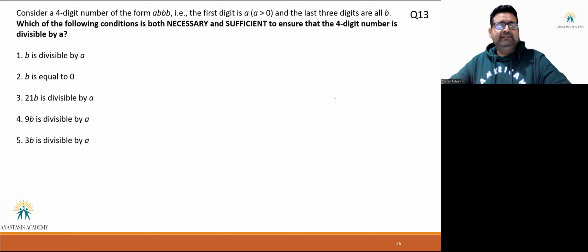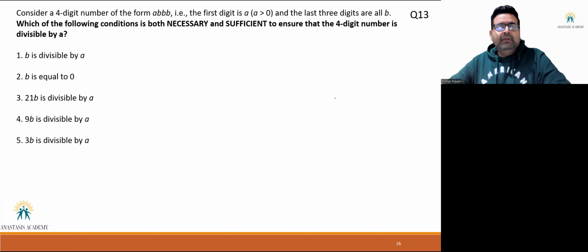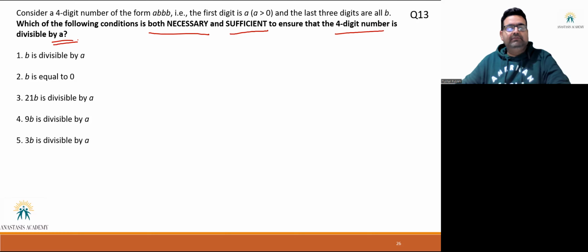Question number 13 says there is a 4-digit number of the form A, B, B, B, B. The first digit is A, greater than 0. The last three are all B. Which of the following is both necessary and sufficient? So we need to find out which is necessary to make it divisible by A and which is also sufficient.